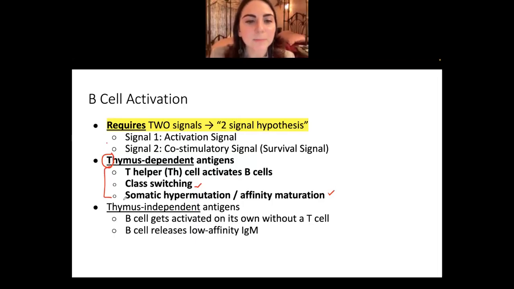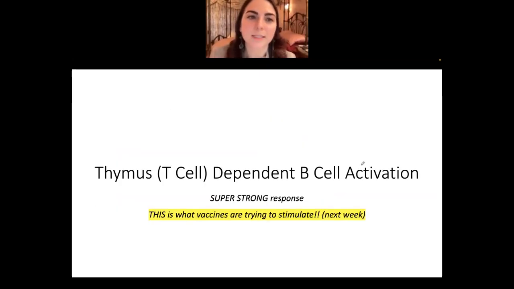There can also be T-independent antigens, meaning there's no T cell helping to activate the B cell. The B cell can still get activated by these low affinity kinds of antigens, but it then releases low affinity IgM. You're never going to get any other class of antibody. You're not going to get class switching. We'll talk about why B cells even allow for this. But the way more important one is T cell dependent B cell activation.